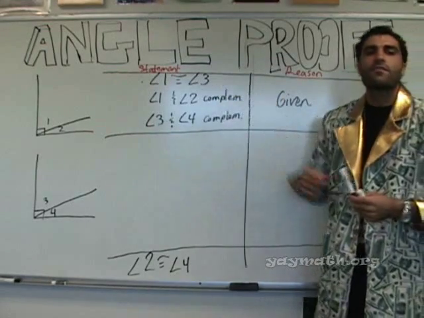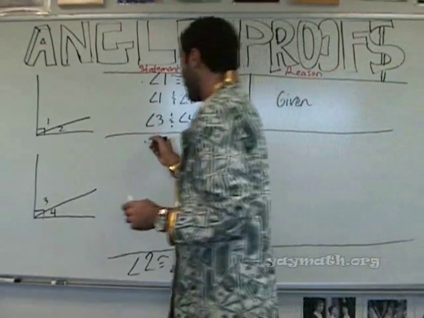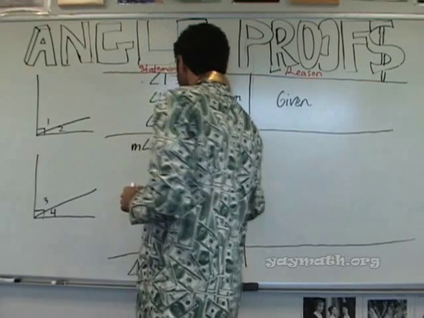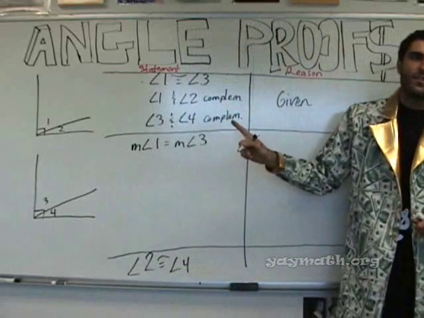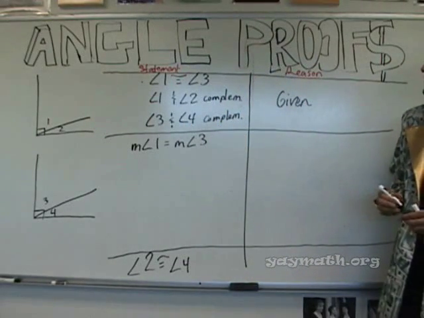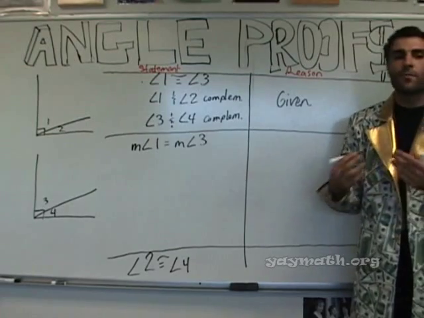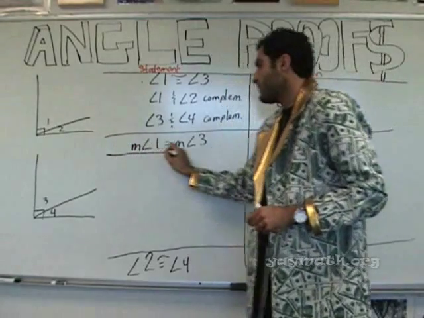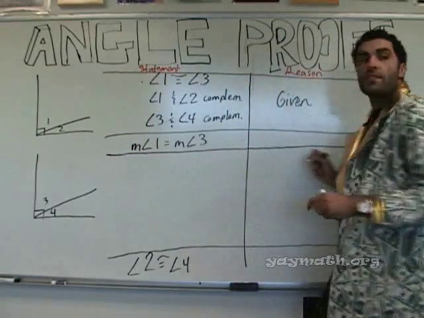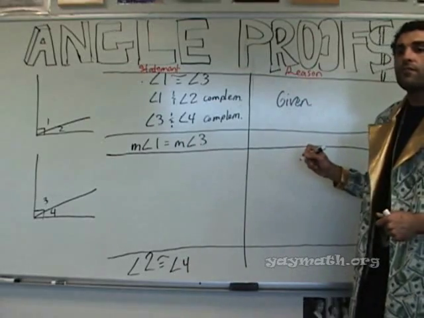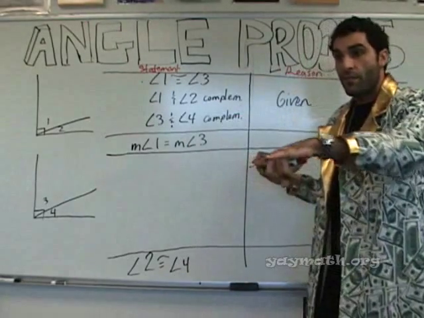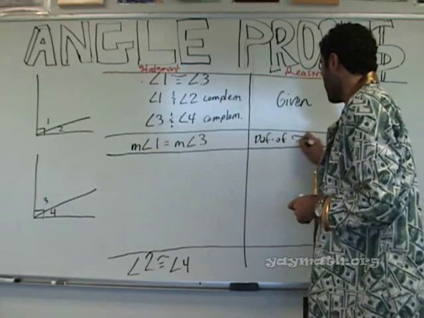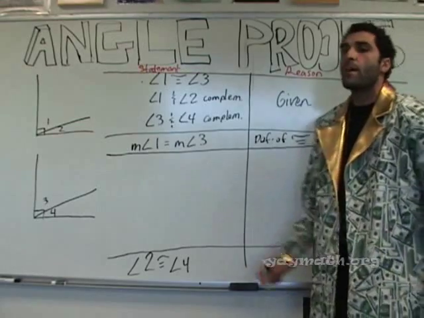1 equals 3, right? So the way they do it classically is they do this little m thing. This m stands for measure. So the measure of angle 1 equals the measure of angle 3. Now we're talking about numbers like 40 degrees or something like that. And as was previously said, the reason is definition of congruent angles. Okay, so we're on our way.